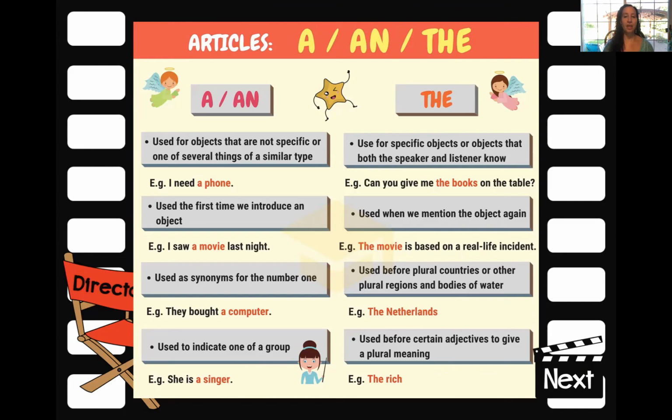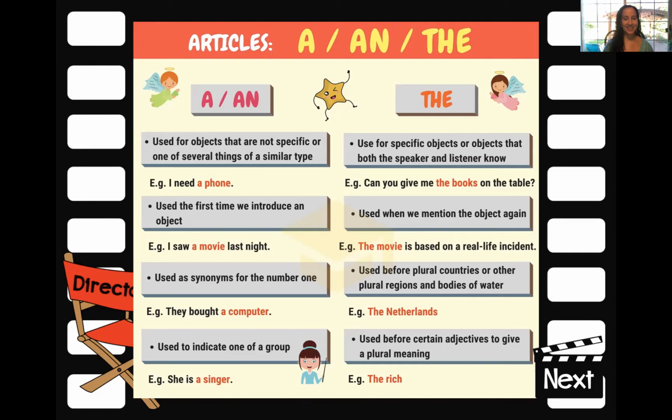We also use the definite article the before plural countries, meaning more than one, or other plural regions and bodies of water. For example, the Netherlands, okay, or the United States. You getting the hang of it?